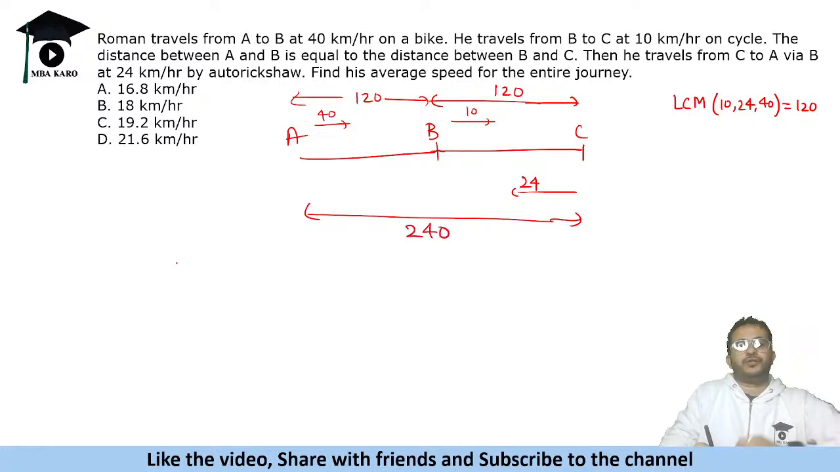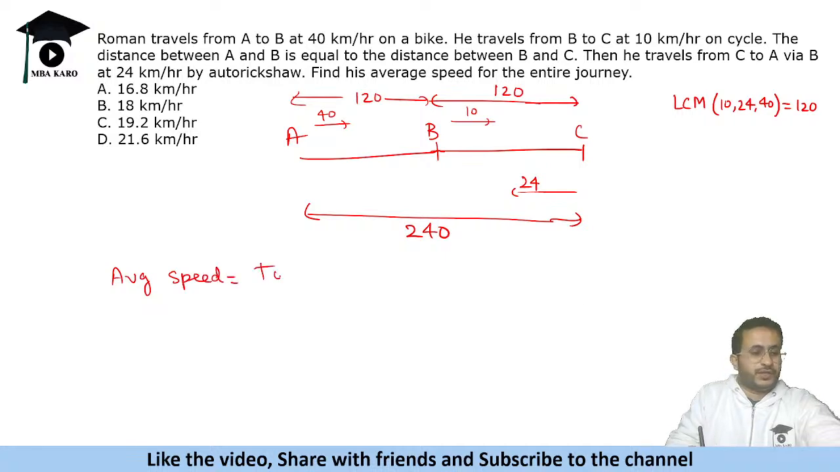Okay, so average speed is total distance upon total time.